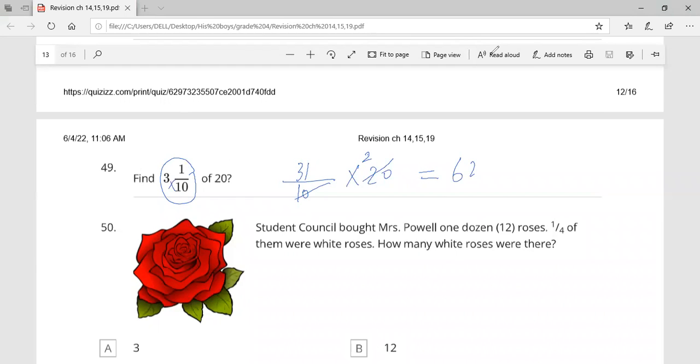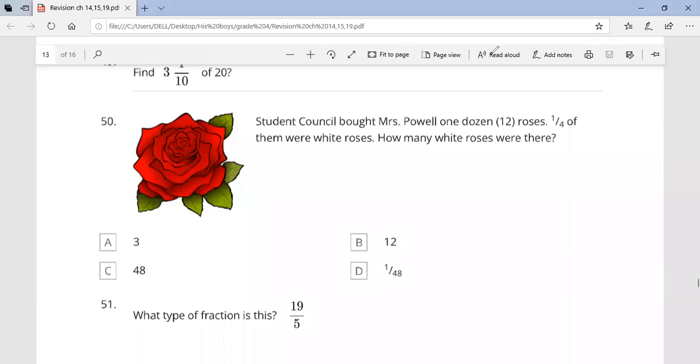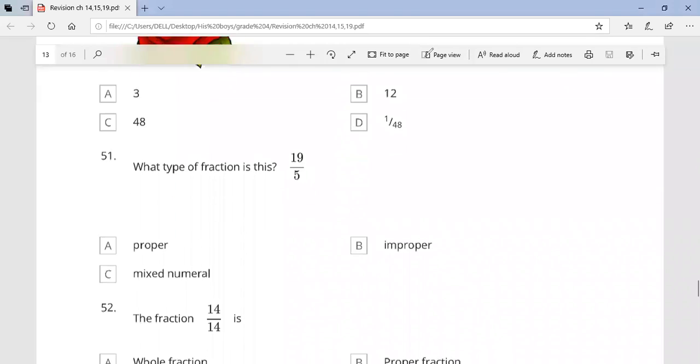The next one, number 50. It is, say, 12 rows of 1 over 4 of them. 1 over 4 of 12, like this. 1 over 4, as we said, multiply by 12. 12 divided by 4 is 3. 3 multiplied by 1 is 3, like this. All of them like this. In the same way, it's going to be easy if you learn it.